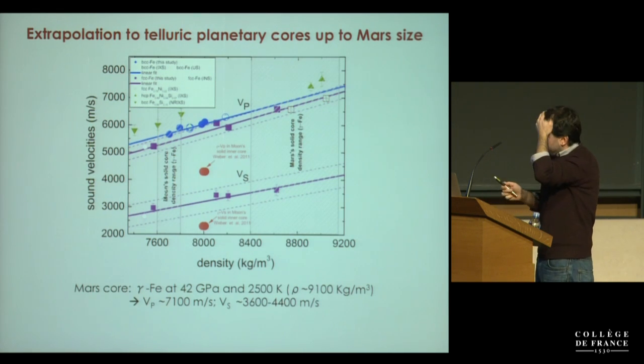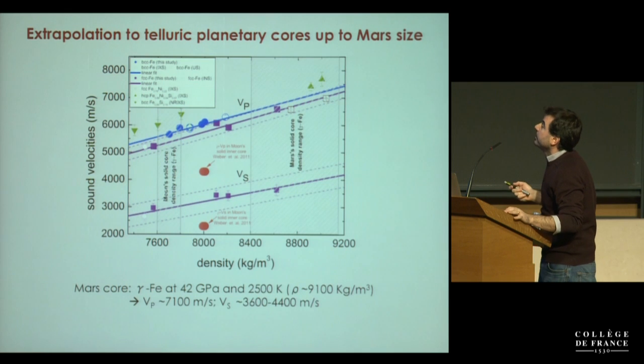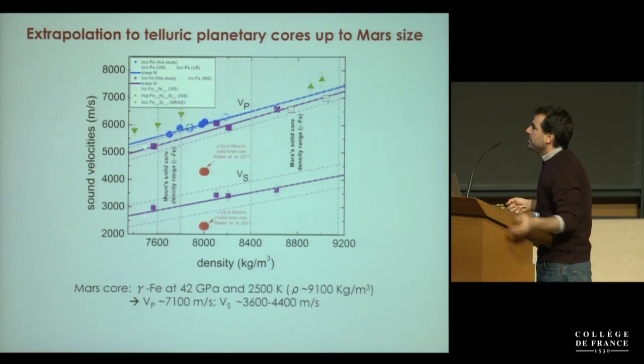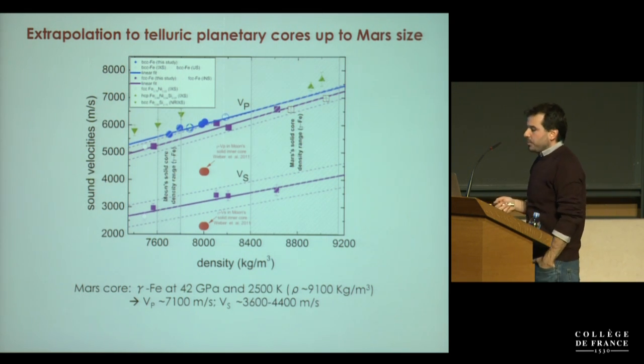Finally, I couldn't resist the temptation to extrapolate our results up to Mars size conditions. If we do just a linear extrapolation, pure gamma iron at 42 GPa and 2500 Kelvin, these few numbers I picked from the literature as indicative of the expected conditions at the center of Mars, this is the corresponding density. We have a velocity VP around 7100 meters per second and shear velocity between 3600 and 4400 meters per second.